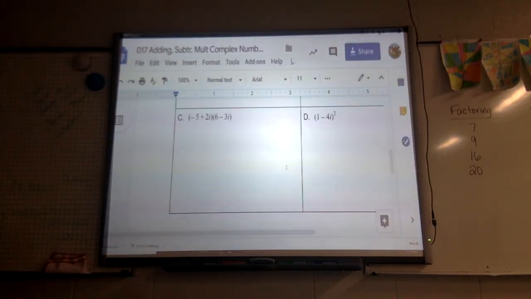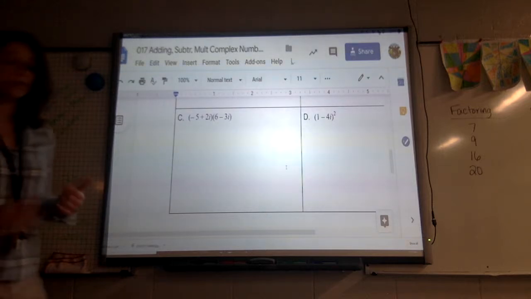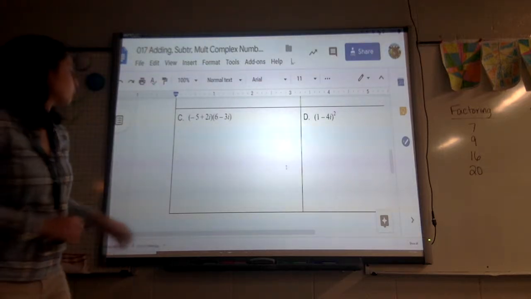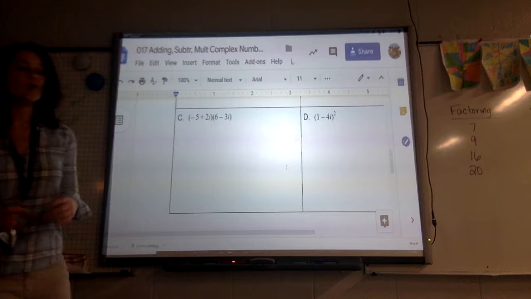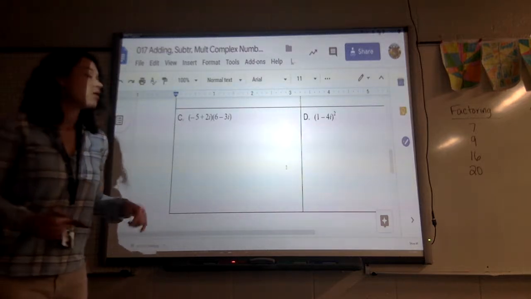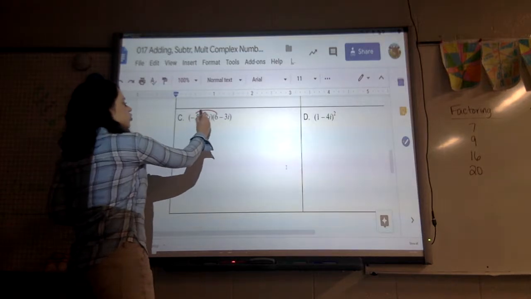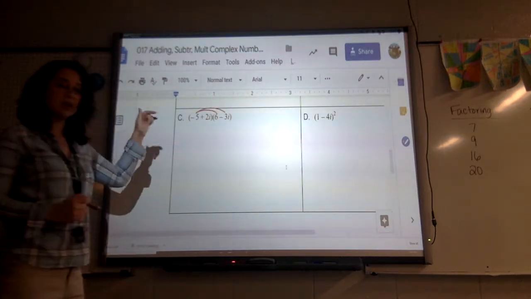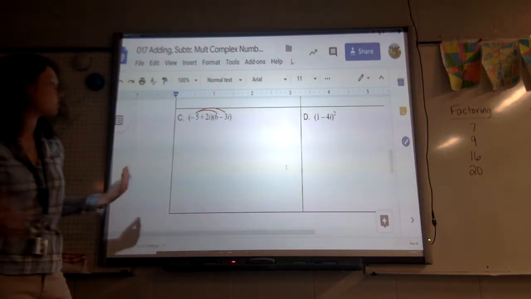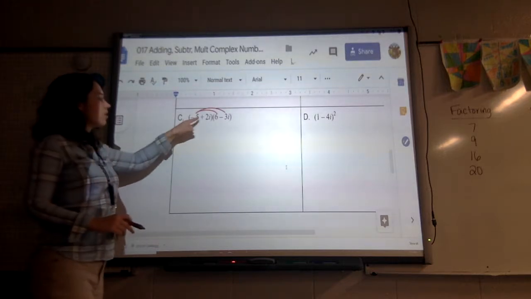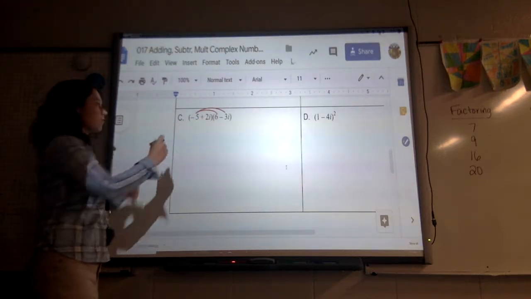And you may have heard a word here before, FOIL. If you remember how to FOIL, that's exactly what we're doing. But another word for FOIL is just distribute. So what I'm doing is, first off, I'm taking the -5 and distributing it times everything in the other parentheses. So let's do that first. -5 times 6 is -30.